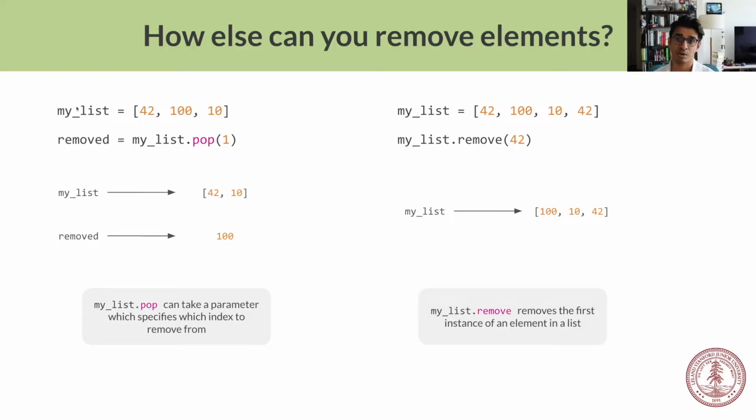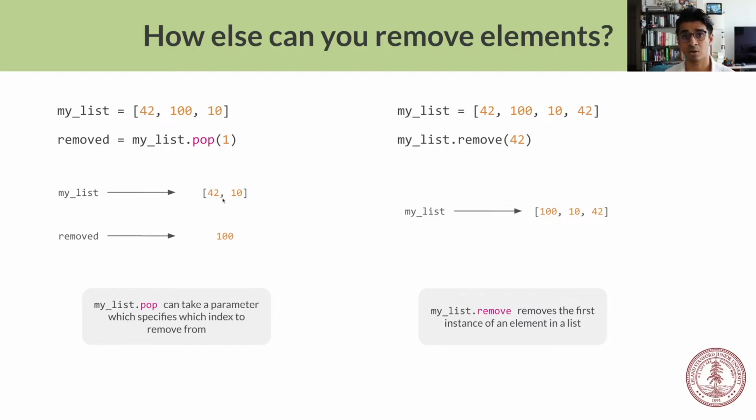All right, the next thing we can do is remove elements in other creative ways. For example, over here, we've got my list equal to 42, 110. I can call pop again, but this time I can pass a parameter into pop. I'm passing 1, which refers to the index of the element I would like to remove. So in this particular case, I would like to remove the element at index 1 as opposed to the last element in the list. And so I remove 100, which is at index 0, 1, and removed is therefore equal to 100, the element I just removed from the list.